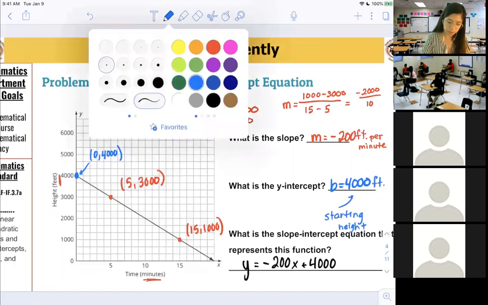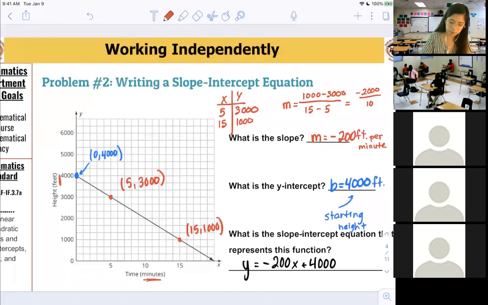And the slope, remember how I always say the slope is telling you how fast you're going. So I don't really know what this scenario is measuring. Like I didn't write it down, so I don't actually know. But I know that whatever it is, if it's a person, a car, a bus, something is going 200 feet per minute. So that's the speed that it's going at.